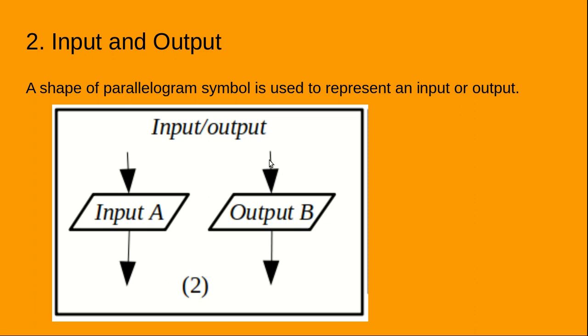Then this also is output. Output is also represented by this type of shape called parallelogram, and this arrow indicates the upper part of the flowchart, and this arrow connects to the below part of the flowchart.